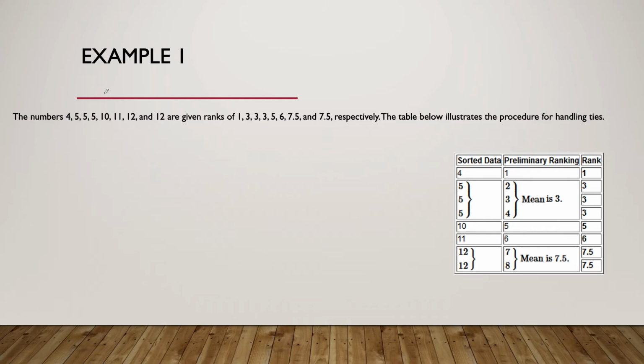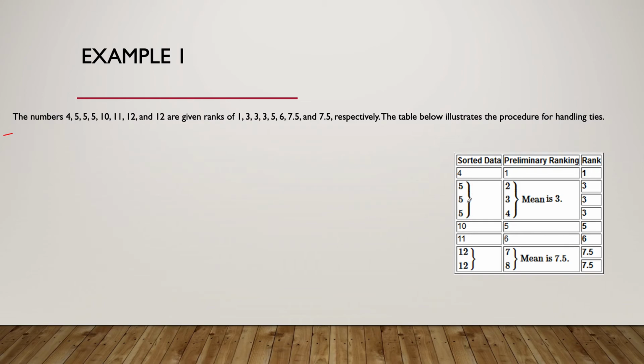For example, just to look at the idea of ranks, the numbers 4, 5, 5, 5, 10, 11, 12, and 12 are given ranks of 1, 3, 3, 3, 5, 6, 7.5, and 7.5 respectively. This table illustrates the procedure for handling the ties. So 4 is the smallest, that's given a rank of 1. 5 is listed 3 times.